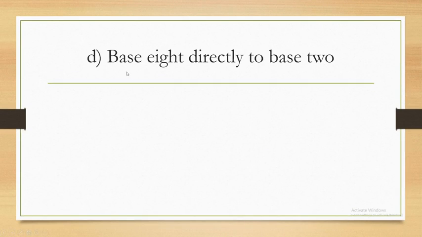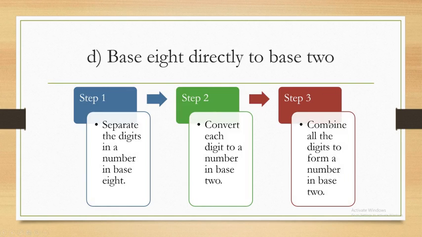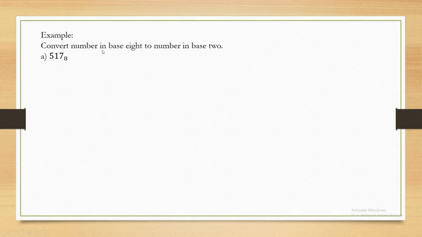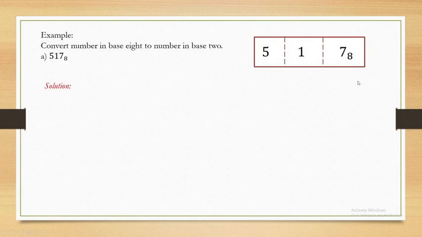For the fourth process is base 8 directly to base 2. There are 3 steps. The first step is to separate the digits in a number in base 8, then convert each digit to a number in base 2, and then step 3, combine all the digits to form a number in base 2. Okay, let's take a look at the example. Convert a number in base 8 to a number in base 2. This number is 517 base 8. For the solution, we must separate one digit in one group and must start from the right.